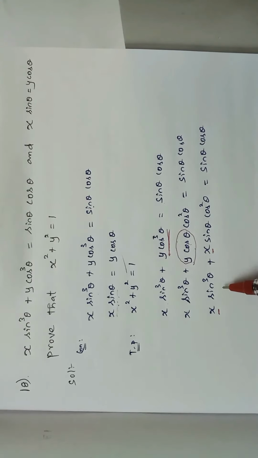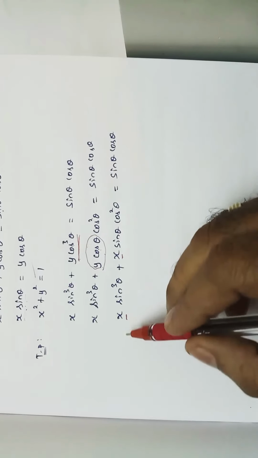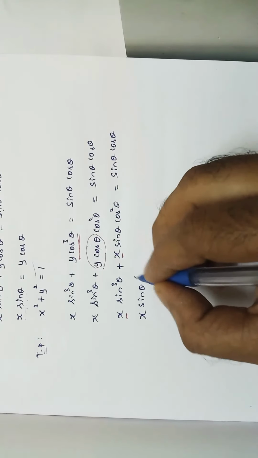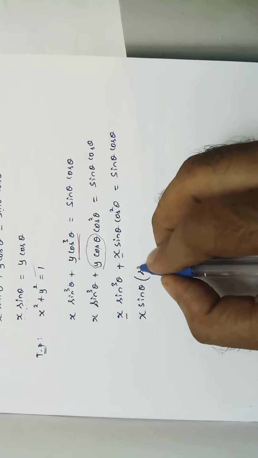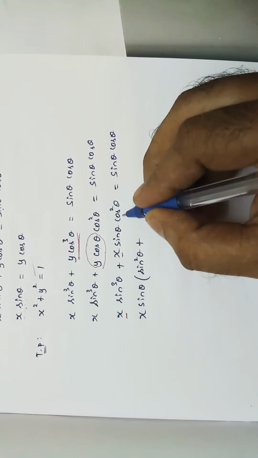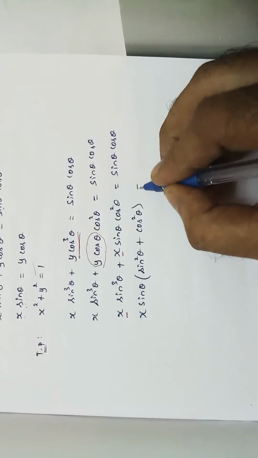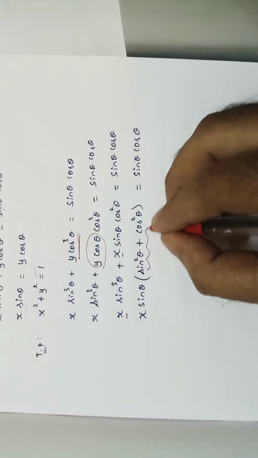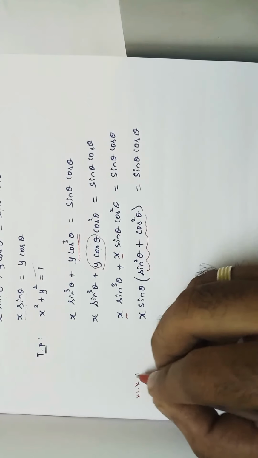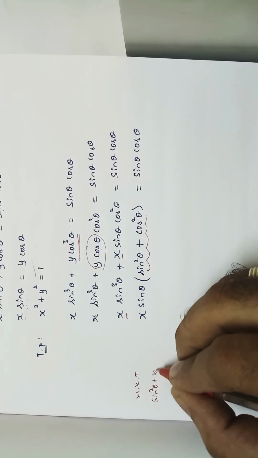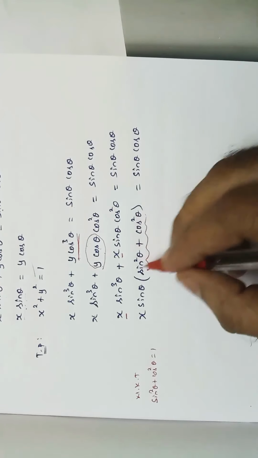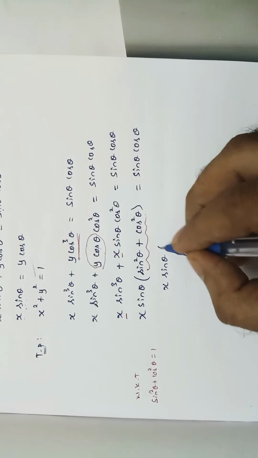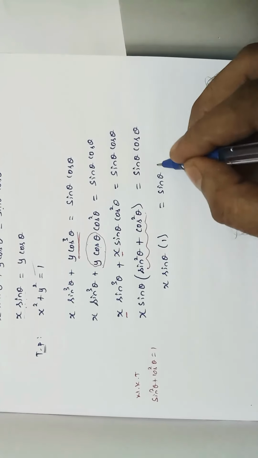Just take them commonly outside. X sin theta is common for both the terms. So x sin theta into, what is remaining in the first term? Sin square theta, plus what is remaining in the second term? Cos square theta, equal to sin theta into cos theta. We know the trigonometric identity, sin square theta plus cos square theta is equal to 1. So instead of this, I substitute 1. So x sin theta into 1 is equal to sin theta into cos theta.